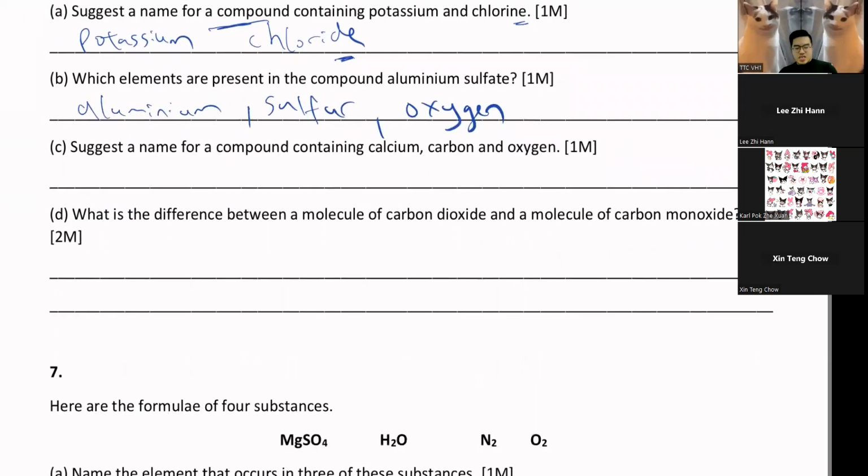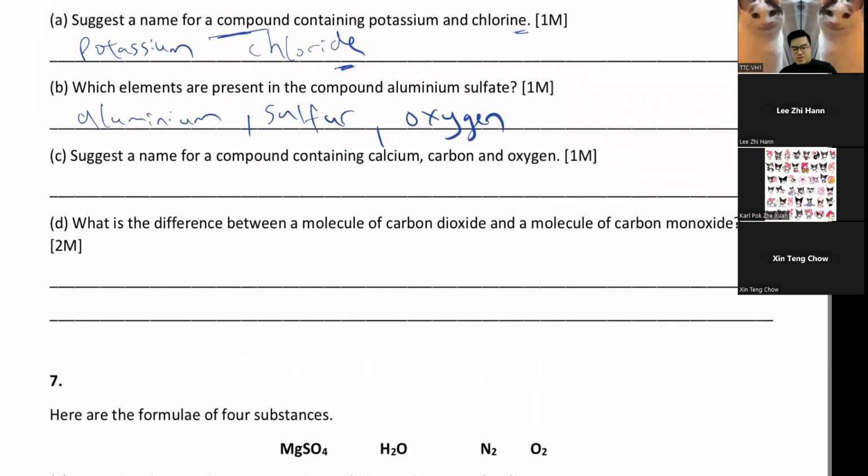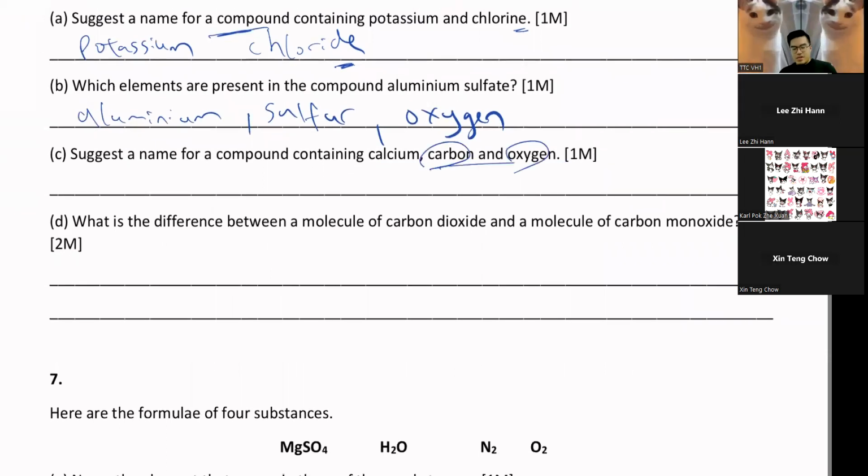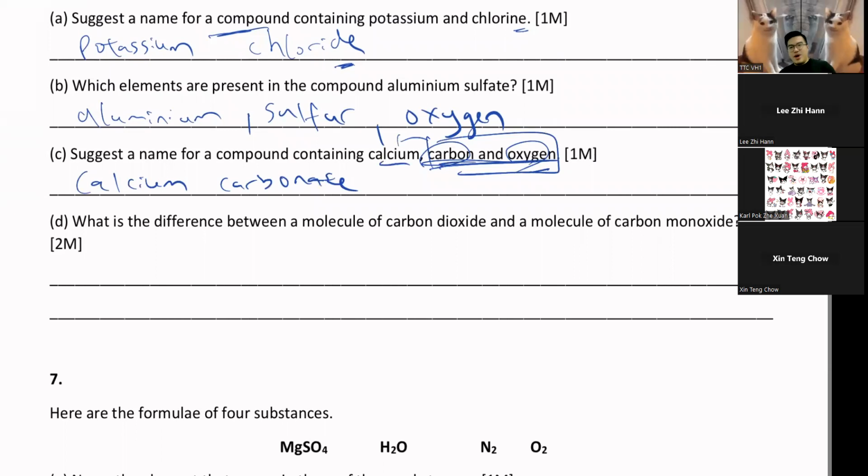C, suggest a name for a compound containing calcium, carbon, and oxygen. When carbon and oxygen get married, this is called carbonate. So calcium carbonate. Okay, this is a bit complicated because these two get married first, and then these two get married to this again. So it's like a marriage within a marriage thing. So things get a bit complicated, right?